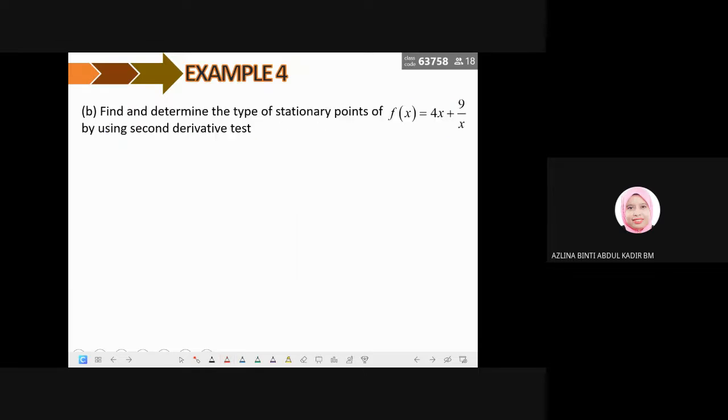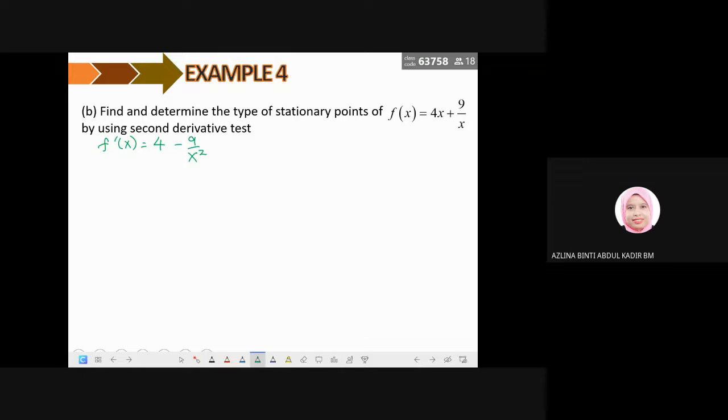Okay, B. Find and determine the types of stationary points of f(x) equals 4x plus 9 over x by using the second derivative test. Okay, f prime x. Differentiate, we get 4 minus 9 over x squared. Differentiate lah, ya. Kita belajar satu topik apa? Topik 2, topik 3 kan? Differentiation. Memang dah master dah rasanya.